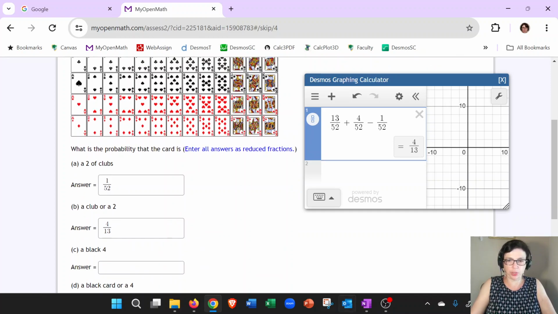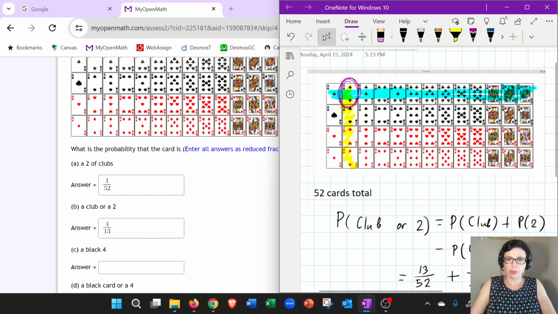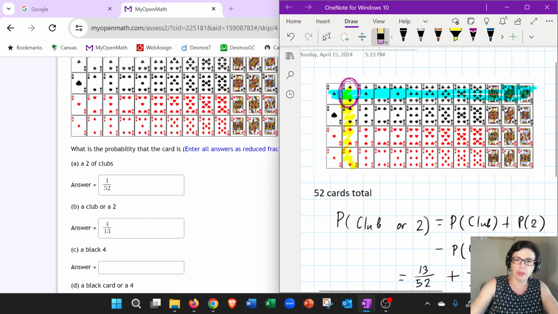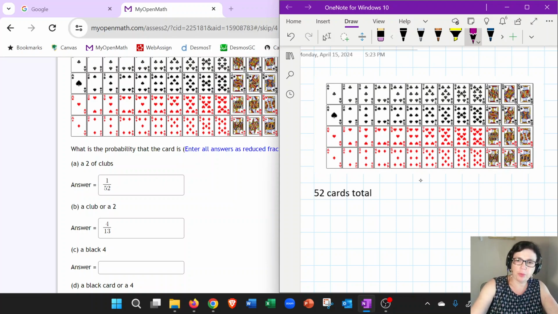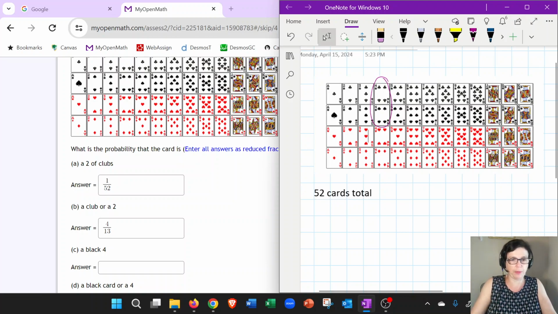Okay, for the next question, let me see if I can erase all of the marks that I have here. Just everything here, and this part also. So now I want to find the chance it's a black 4. Let's see if we can find a black and a 4. Well, that would be these two cards, right? They're black and 4. So there are 2 of them like that. So it's black 4, so 2 divided by 52.